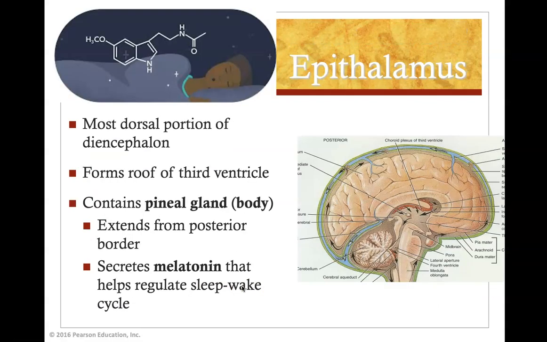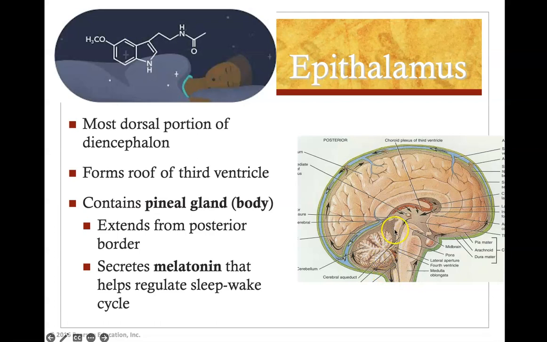Okay, so the last part of the diencephalon is going to be the epithalamus. And the epithalamus is going to be this little section back here. It's basically the most dorsal portion of the diencephalon. So the big structure in the epithalamus that we're going to talk about is this pineal gland.